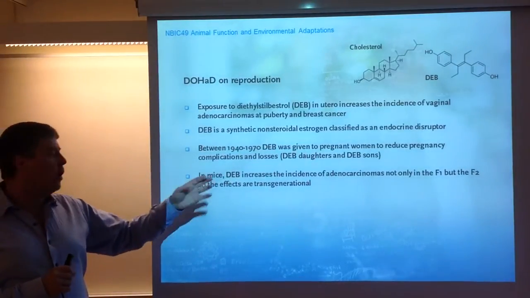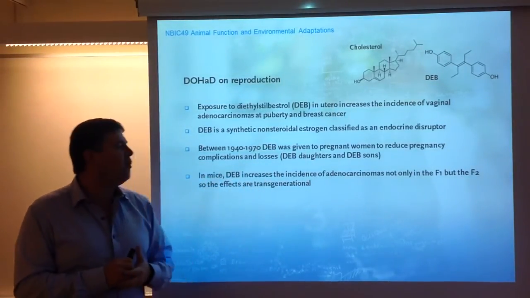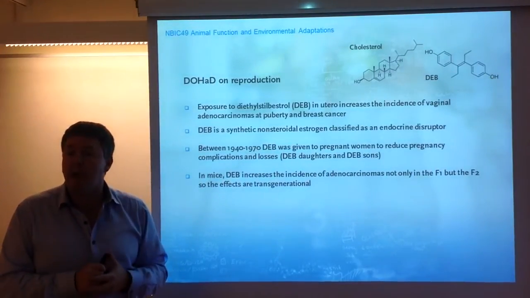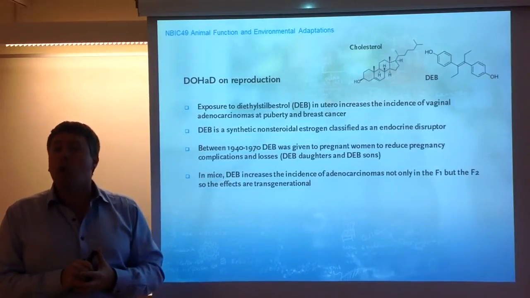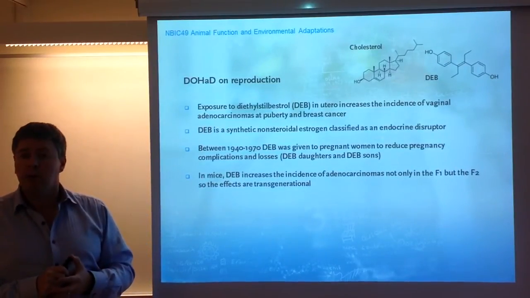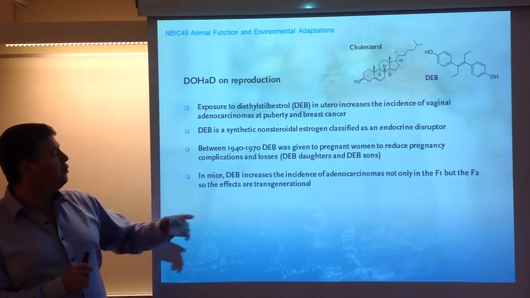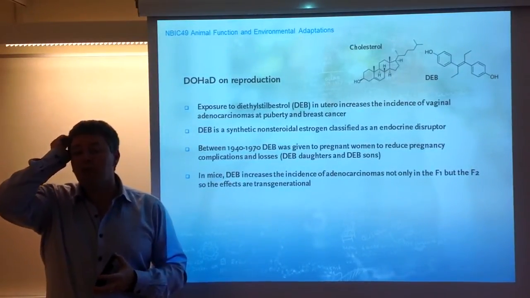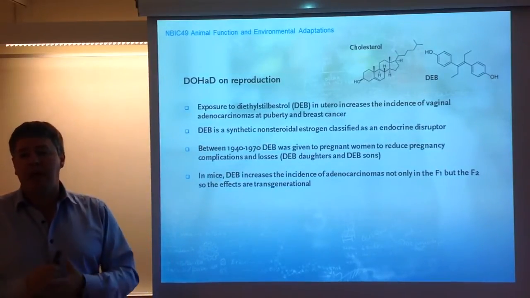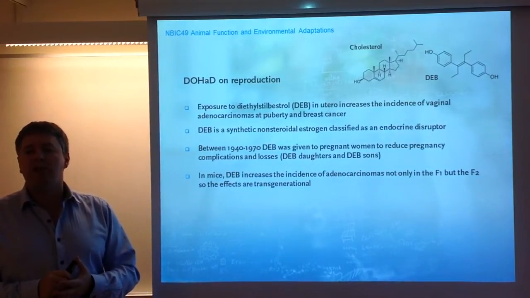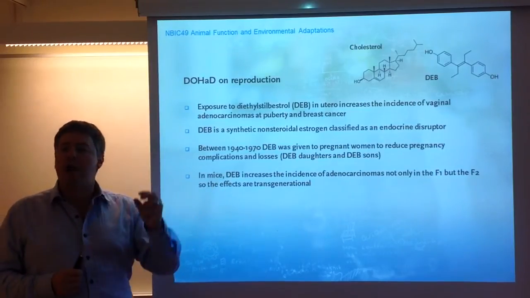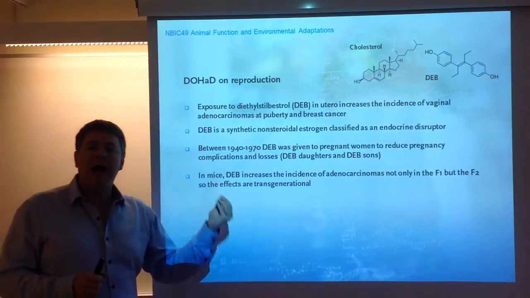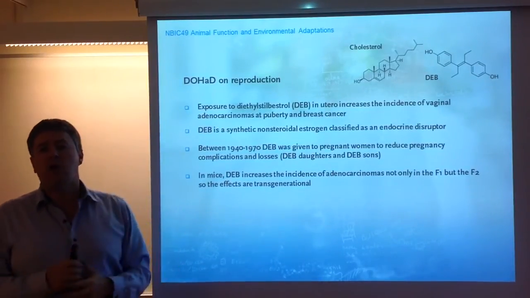In mice, it's known that DES increases the incidence of adenocarcinomas, not only in the first generation, the offspring of mothers that have been treated with DES, but also in the second generation. What would that mean? That basically would suggest the existence of transgenerational effects. This is quite common, and this is one of the main studied areas in the developmental origins of health and disease. Exposure to drugs or toxicants or substances early in pregnancy will have large effects later on in life.